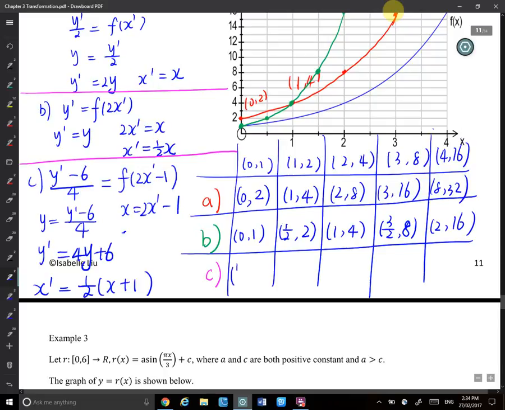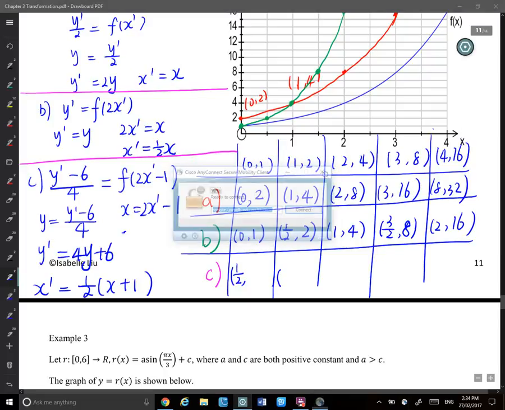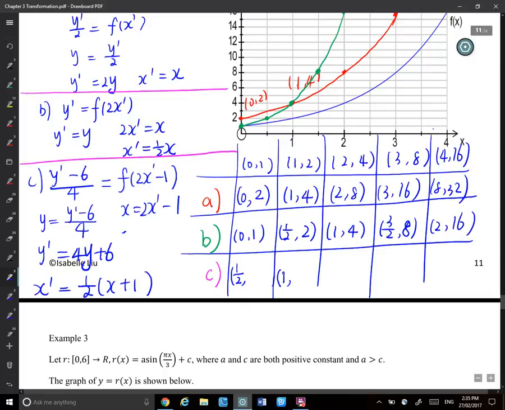So that gives you a half. And that gives you 1 plus 1 is 2, 2 and a half is 1, 2 plus 1 is 3, 3 over 2, 3 plus 1 is 4, 4 and a half is 2, 4 plus 1 is 5, 5 over 2. That's all the x coordinates.